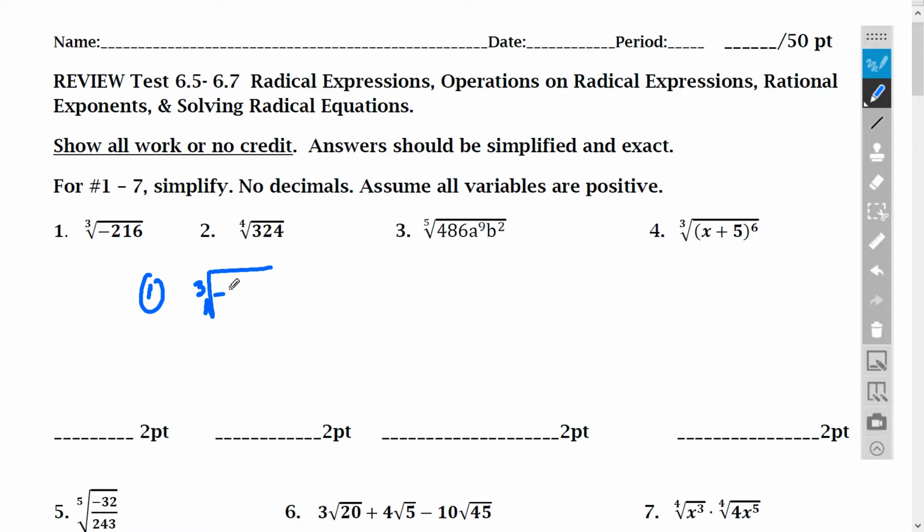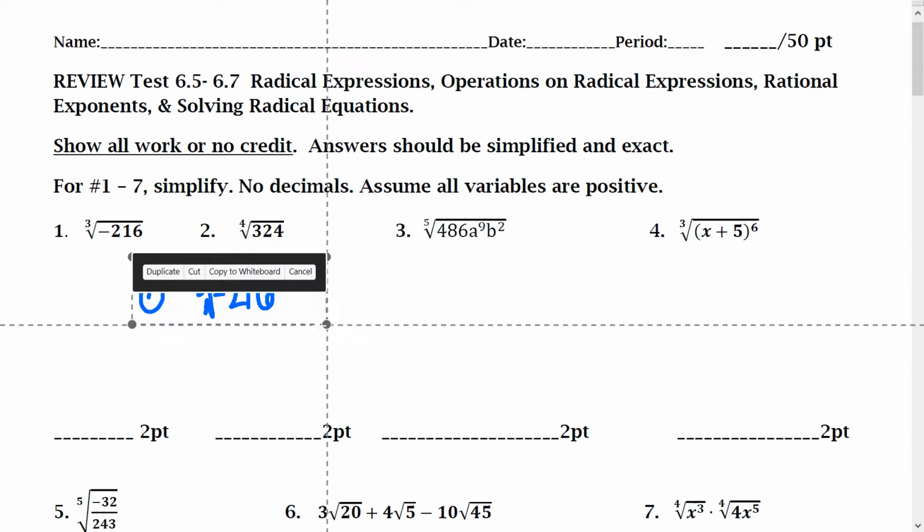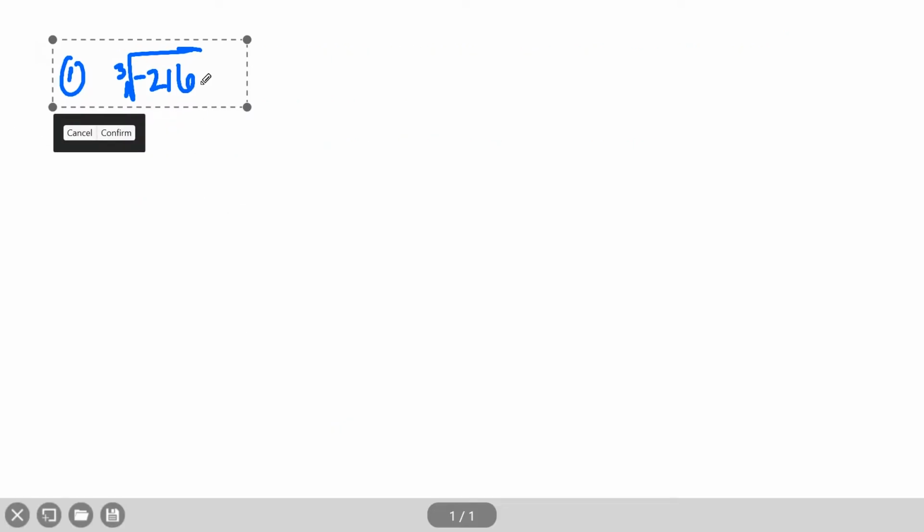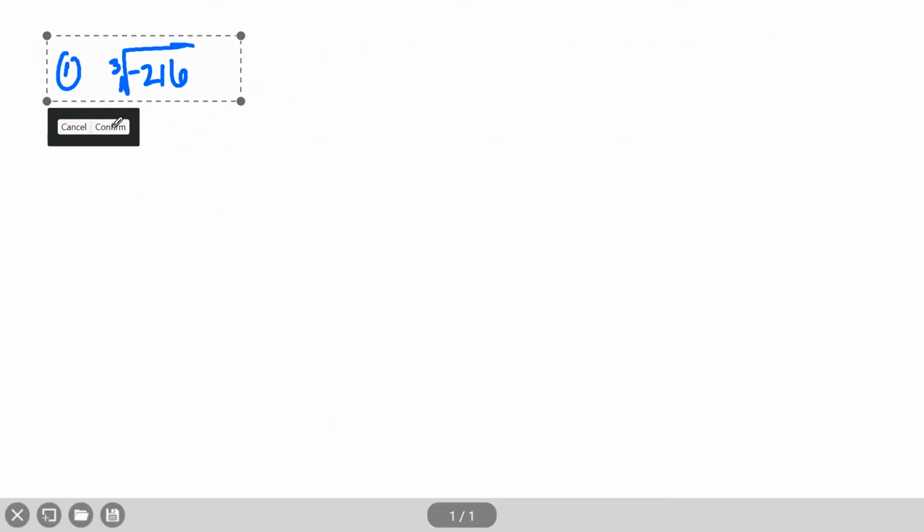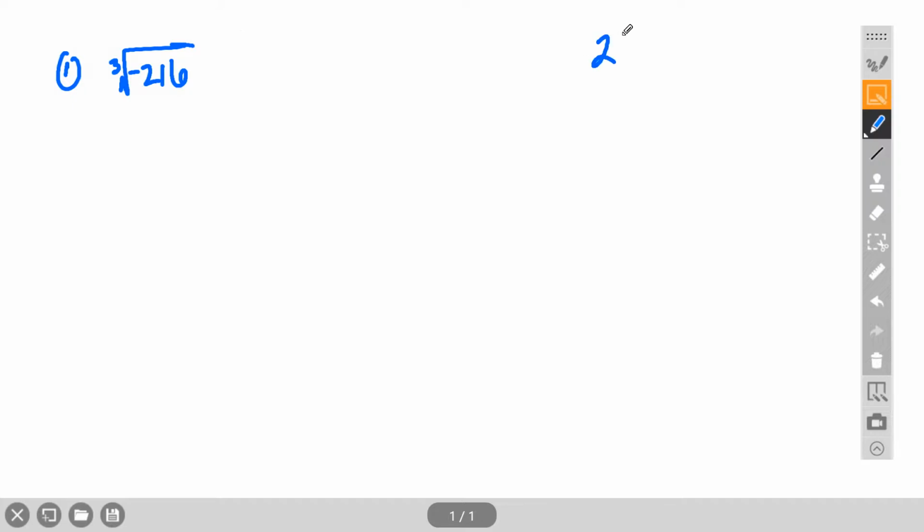Cubed root negative 216. Okay, so we would split 216 into factors. I know that 216 can be broken down into 36 times 6. 6 breaks down into 3 times 2. 36 breaks up into 6 times 6, and both those 6's break up into 3 times 2 and 3 times 2.